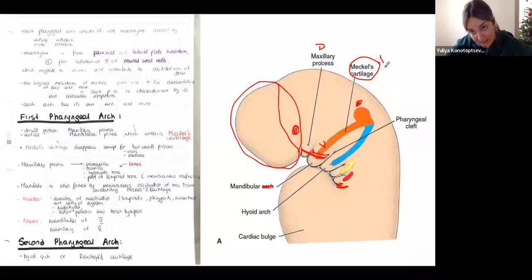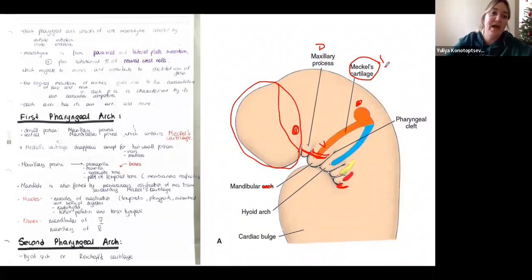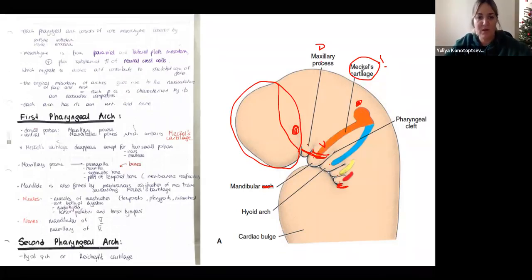If it did, then the ossification would be endochondral, right? Because this is a cartilage. And if it gives rise to the mandible, then mandible would arise through endochondral ossification. But as we know, all of your bones in the face arise via intramembranous ossification. No cartilage is used to make bones in your face. So Meckel's cartilage does not give rise to the mandible.